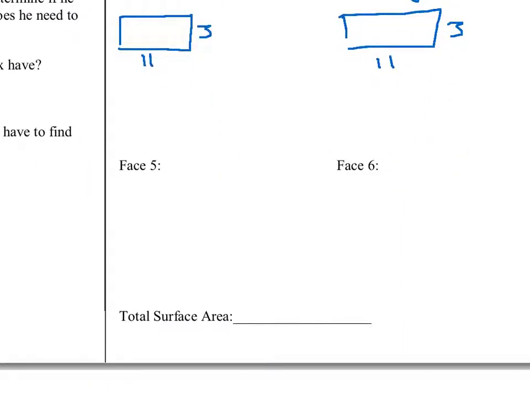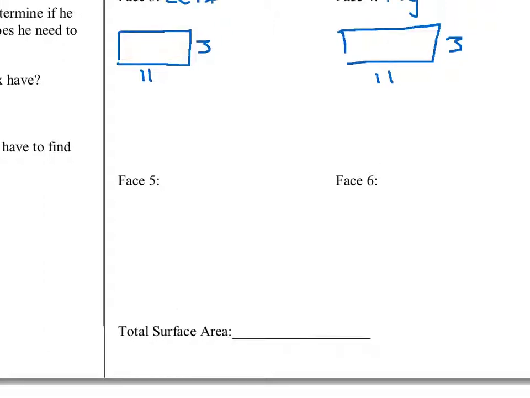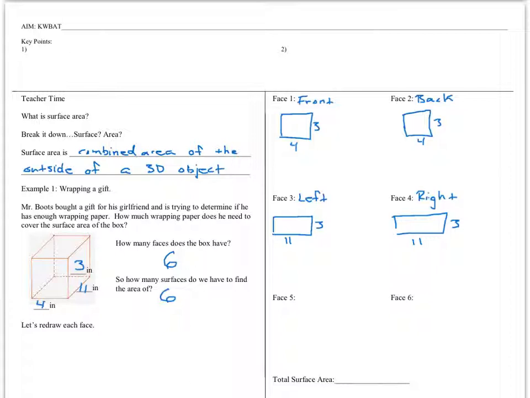And finally, what are the two surfaces, the two faces that we have not dealt with? Anthony. Top and bottom.